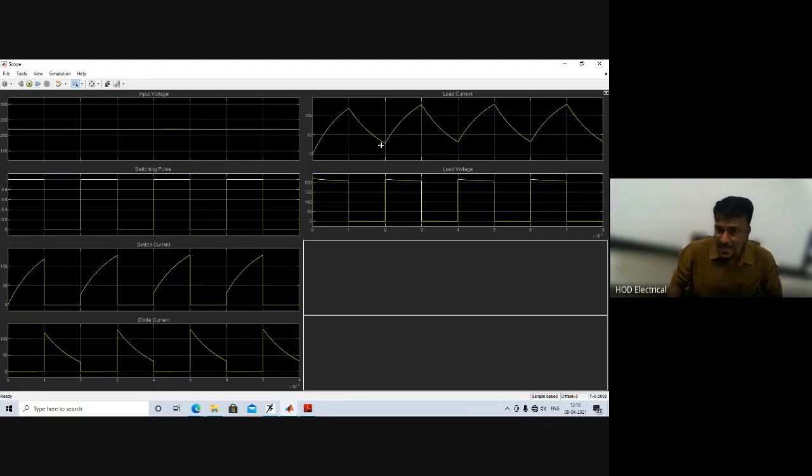Since this is continuous conduction, while the previous case we saw was discontinuous conduction, as long as the duty cycle is increasing we have continuous conduction. Due to the continuous conduction, during the off time of the switch there is no signature of back EMF. Then the waveform is like this.